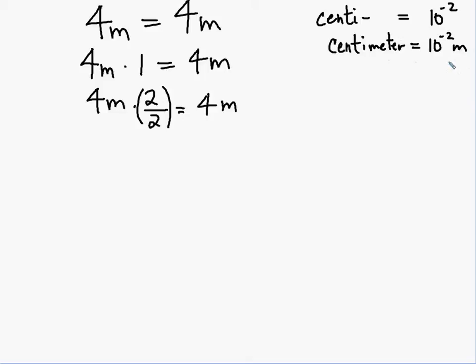All right. Now, here's a step. I'm going to divide both sides by 10 to the minus 2 meters.